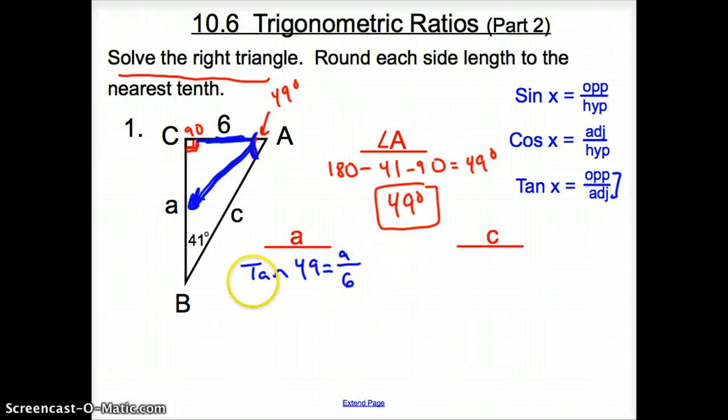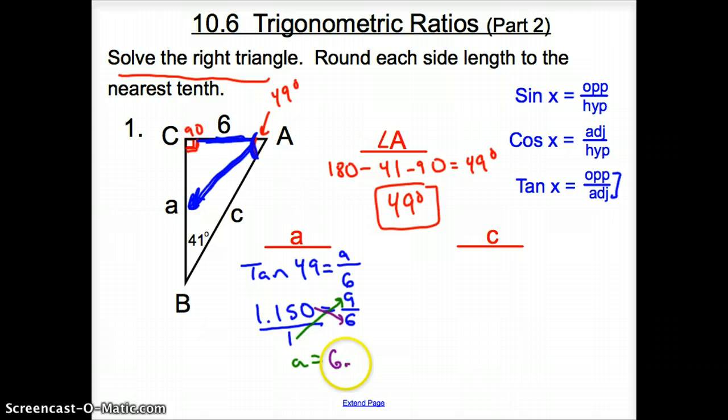Now, with your calculator, find out what tan of 49 is. Tan of 49 turns into 1.150, and that's going to equal the same thing right here, A over 6. Now, I know it looks tough. We don't know what to do with this, but what if I put this all over 1? How could we solve that? Remember how to cross multiply? Well, we would have 1 times A, which would give us A, and then 1.150 times 6 to give me 6.9. So side A equals 6.9.